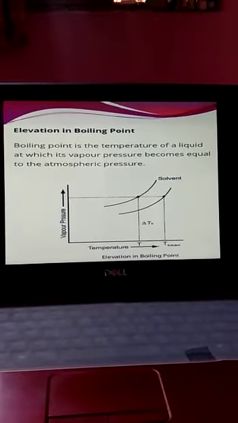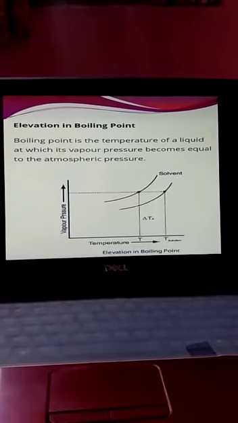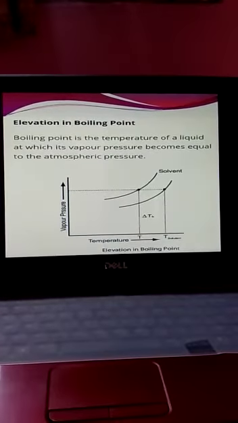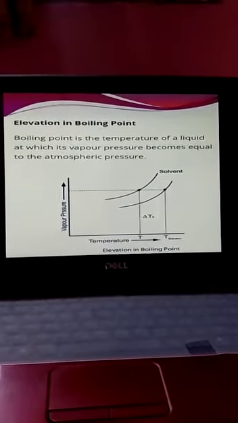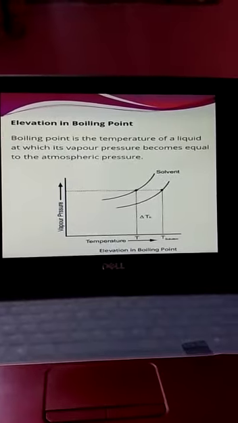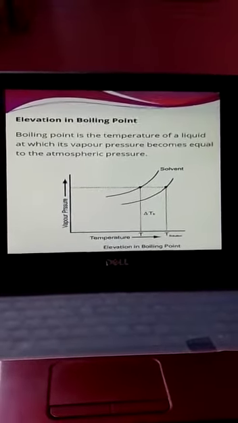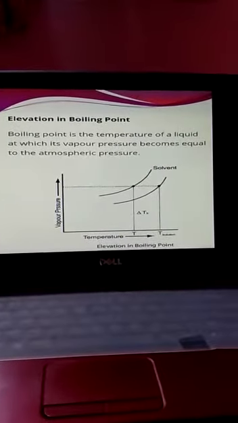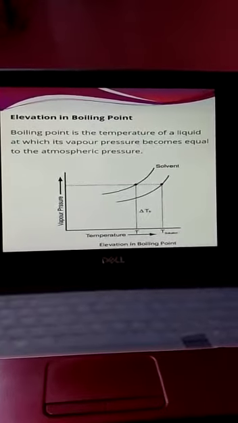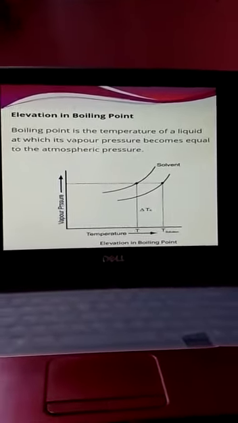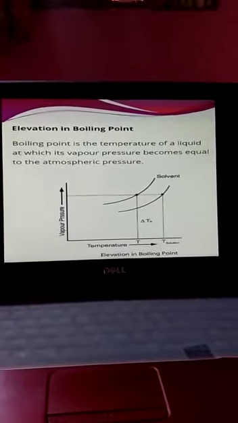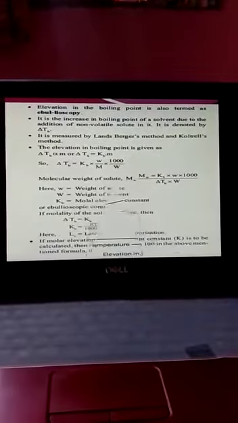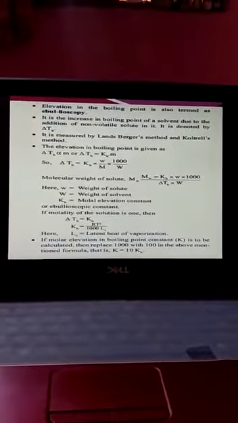This elevation in boiling point, its magnitude depends on the lowering of vapor pressure, that is delta P. This shows that delta Tb is directly proportional to delta P, and delta P, according to Raoult's law, is directly proportional to XB, that is the mole fraction of the solute. Therefore, delta Tb is directly proportional to XB. Now, delta Tb is equal to K XB. What is K here? K is known as the proportionality constant.